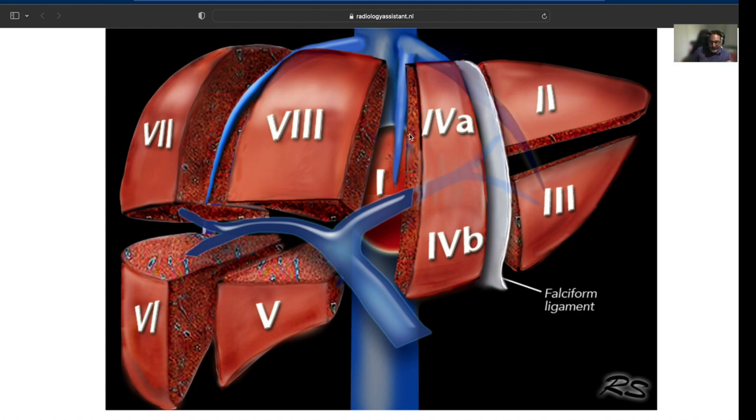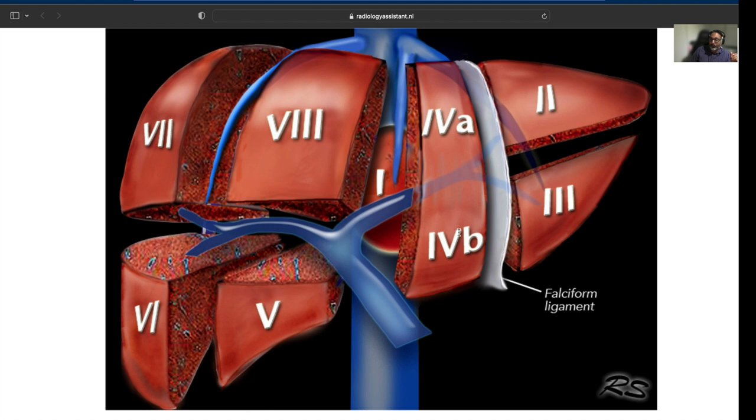Segment 1 is this. Segment 1 is the caudate lobe of the liver, so segment 1 is its own segment, and I'll show that to you. Then it goes to segment 2, which is this upper segment on the left, above the portal vein. Then below the portal vein is segment 3. Then segment 4 is divided into A and B. Segment 4A is above, and segment 4B is below.